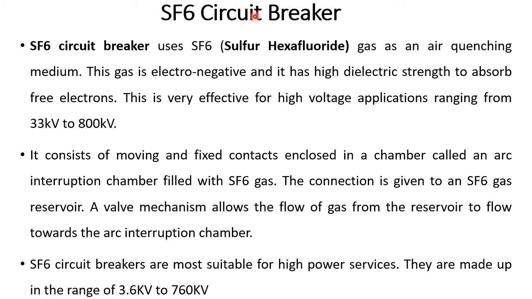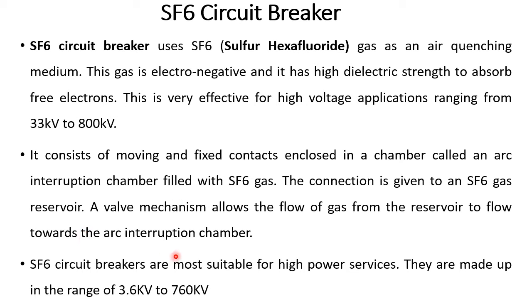Basically the circuit breaker will have two contacts, the fixed contact and the moving contact. Now in case of the SF6 circuit breaker, which is the sulfur hexafluoride circuit breaker, these two contacts are enclosed in a chamber called the arc interrupting chamber, which is filled with SF6 gas. To this arc interruption chamber, there will be a connection given to an SF6 gas reservoir. A valve mechanism is placed between the arc interruption chamber and the SF6 gas reservoir. The valve mechanism allows the gas to flow from the reservoir towards the arc interruption chamber.